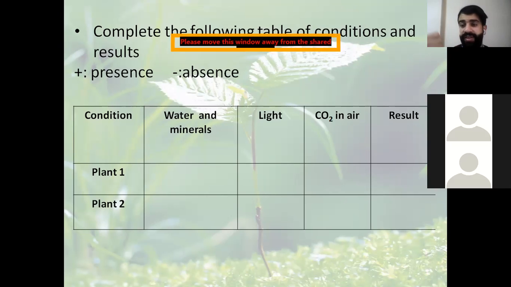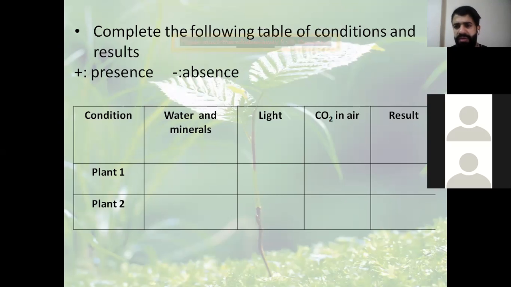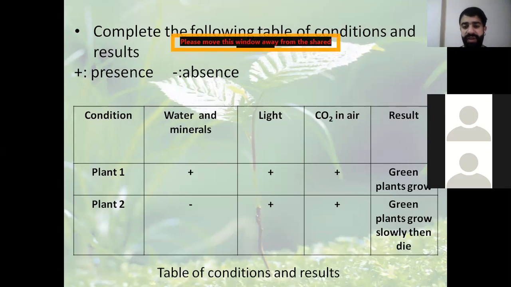And you have to give it a title. And the legend for plus, it means presence. And minus, it means absence. So these are important tips for drawing the table of condition and result. Draw it using a pencil. Fill it using a pen. Give it a title and a legend for this table. Plus means presence and minus means absence. Then you have to fill the table.